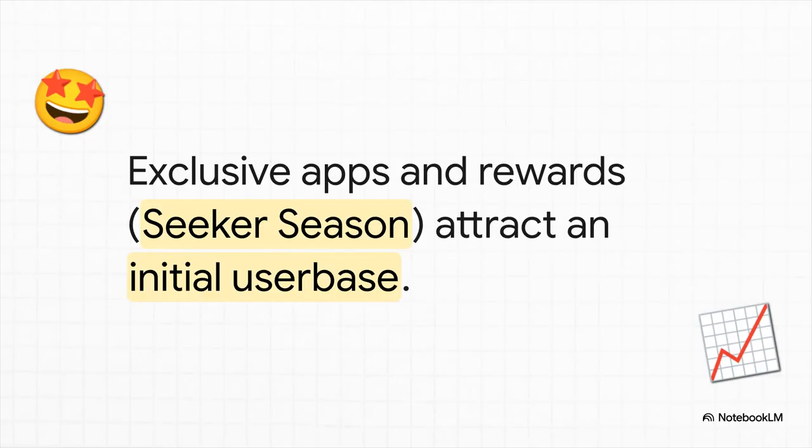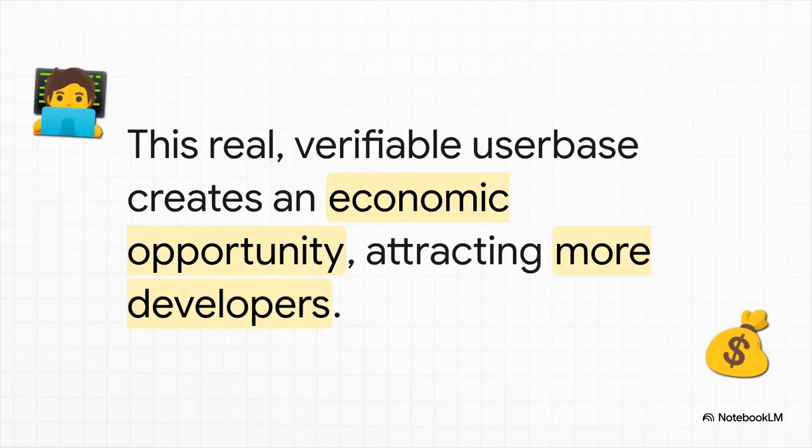Okay, the whole strategy is built on this positive feedback loop. And the first push on that flywheel comes from getting users. Things like exclusive rewards and unique app drops during Seeker season. That gives people a really good reason to buy the phone in the first place. So now you have an audience. And, super important, it's a real, verifiable group of users, not just a bunch of bots.